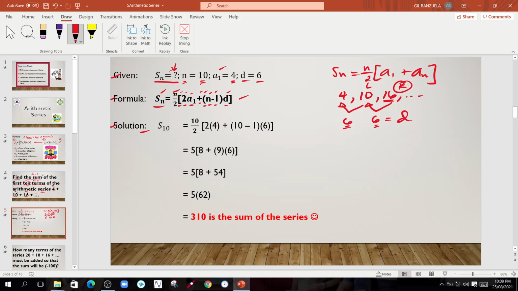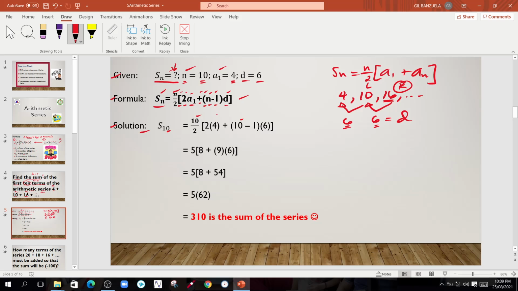And to do that, the first thing that we're going to do, guys, is to substitute or plug in our given. So, sa given natin, we have n. So, all n must be replaced by 10. So, if you could notice, all n here was replaced by 10. Basically, ganun lang siya. Okay?